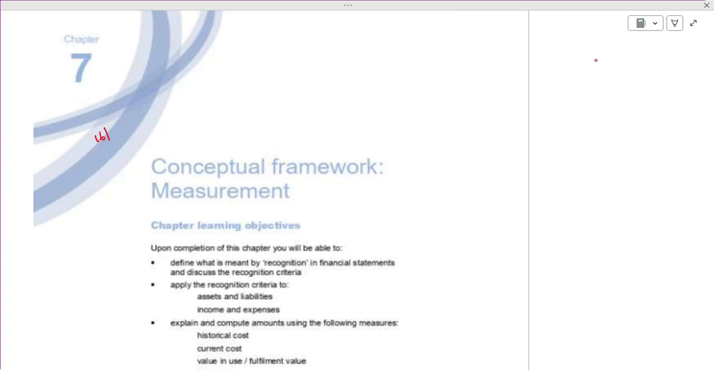16th, is it right? Yeah. Today is 16th. Okay. What is the maximum?